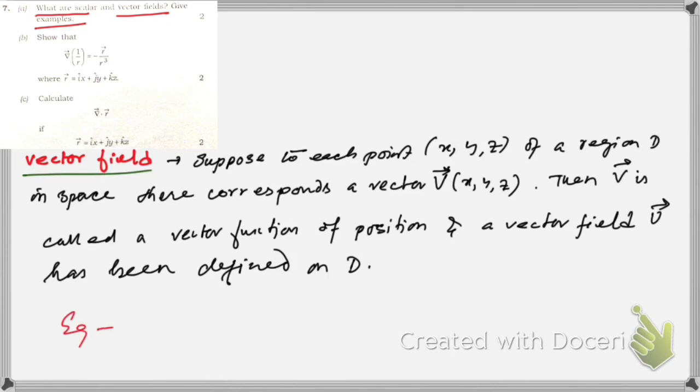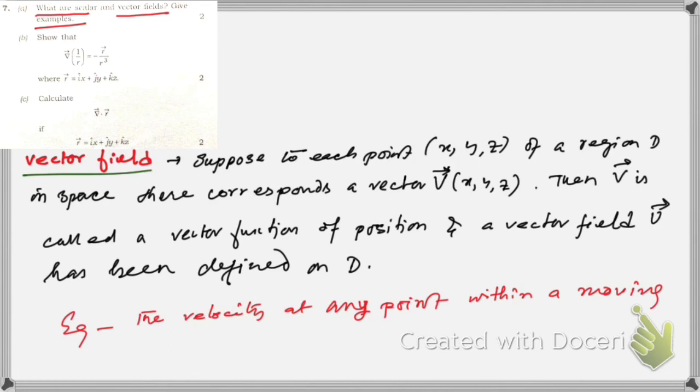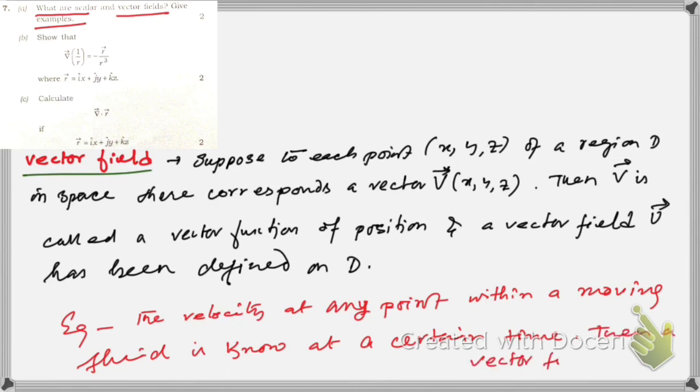This example is, suppose the velocity at any point within a moving fluid is known at a certain time, then a vector field is defined. So you can take this example.